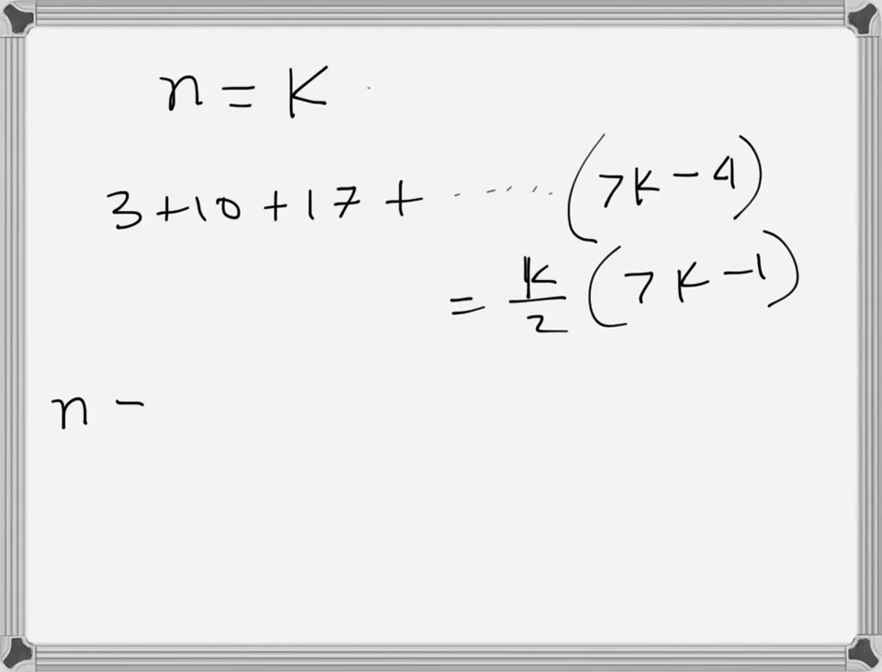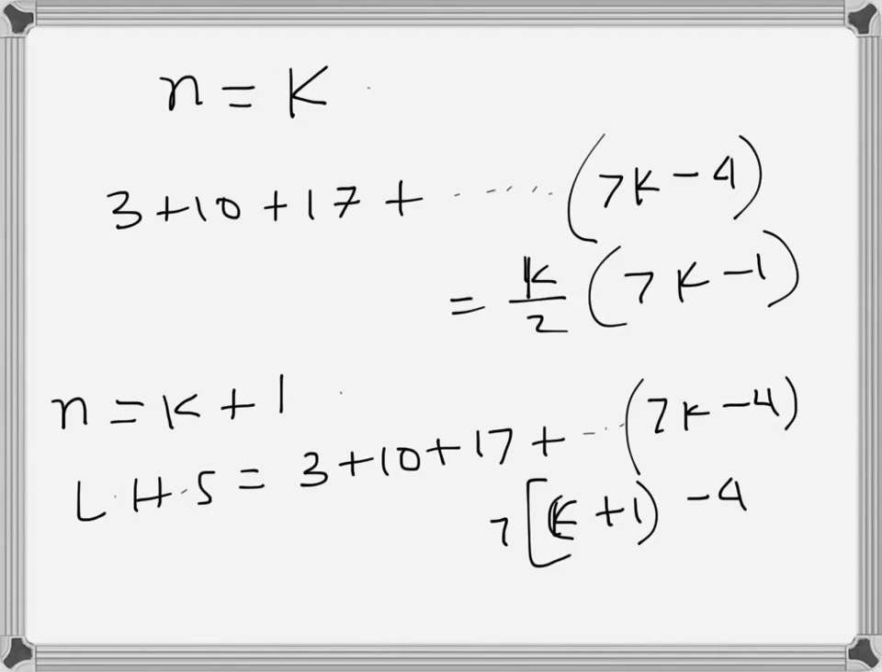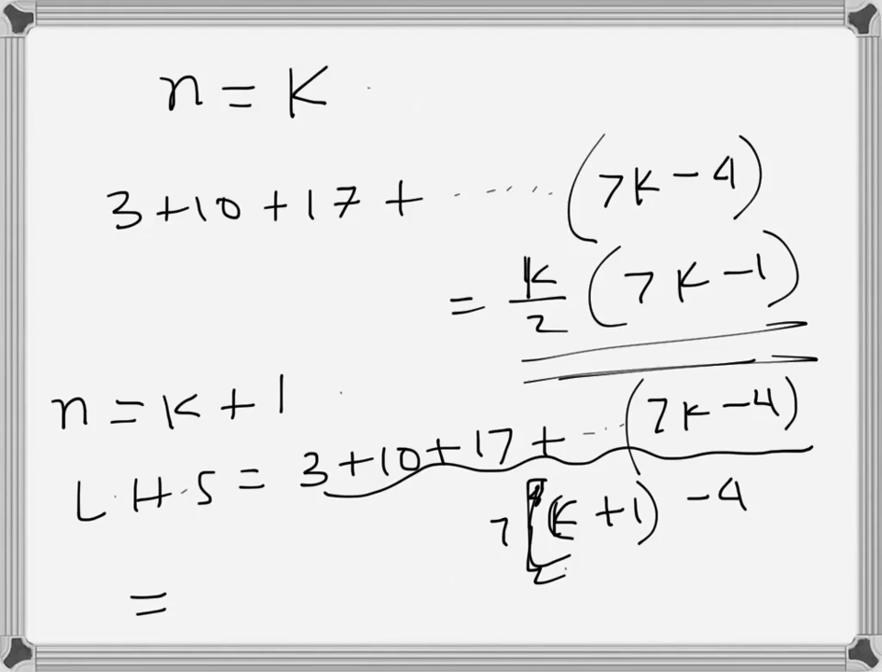Then we will see what happens when n is equal to k plus 1. Let's see the left hand side. That becomes 3 plus 10 plus 17 plus up to 7k minus 4, and then 7 times k plus 1, minus 4. This bracket is not needed actually. The first part is this one, because we have assumed that when n is equal to k, this relationship is true. So this whole thing is this one.